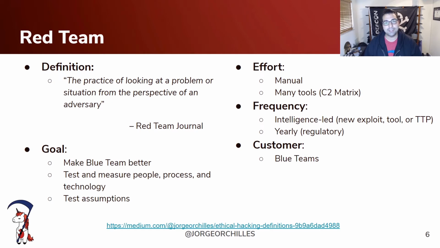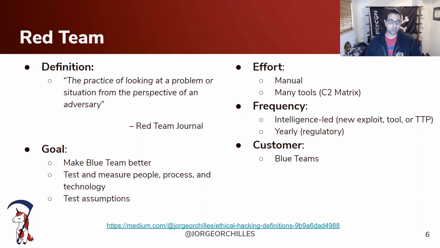So as I mentioned, an adversary emulation is a type of red team exercise. There's different types. And a red team can be defined as the practice of looking at a problem or situation from the perspective of an adversary, which means that you can do a lot with that. It could be physical pen testing, it could be doing phishing simulations for awareness training, or it could be testing one or creating a new TTP.